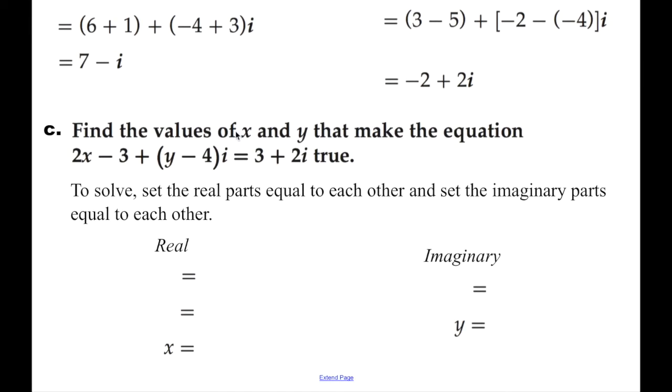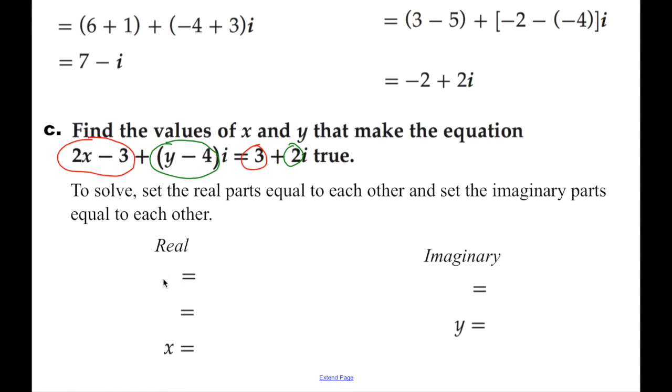Here's an example. Find the values of x and y that will make this equation true. So when we look at this one, the thing I want you to recognize here is this right here is the whole real part, right? And so that will be set equal to the real part on the right. And then the other part here, this is the imaginary part. This is the b, a plus bi, so that will be set equal to the 2.